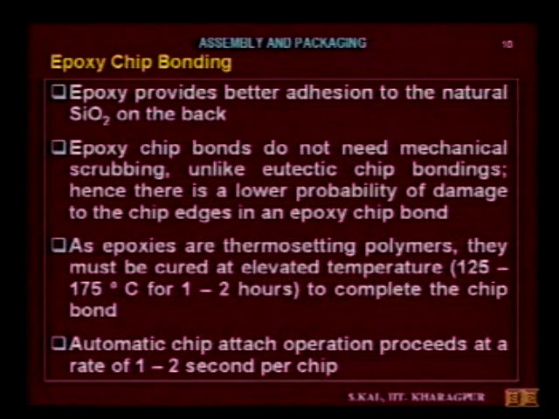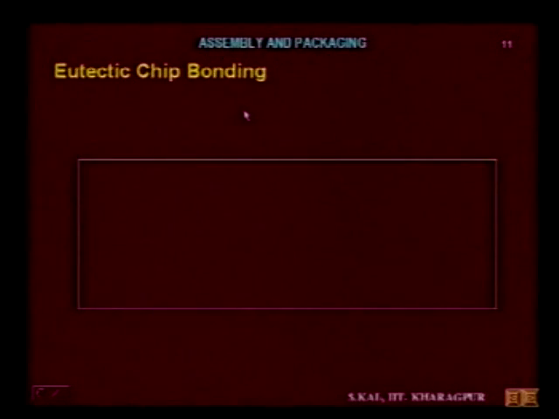After attaching the chip onto the substrate material, you have to go for the curing, and you can cure a large number of chips at the same time. So these are the salient features of the epoxy chip bonding technique. Now we will switch over to eutectic chip bonding.